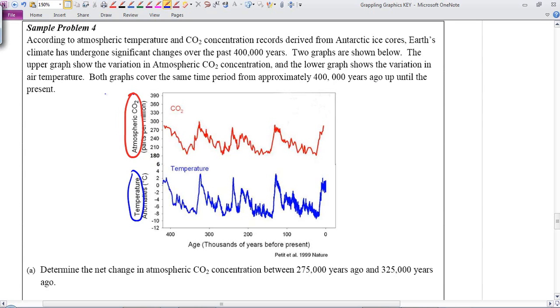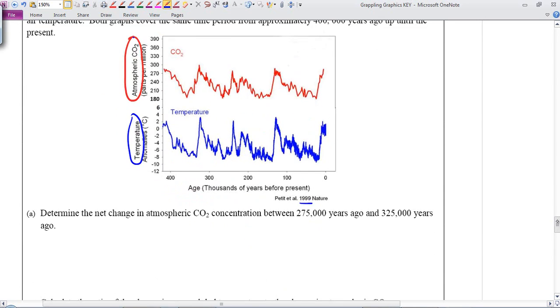So both graphs cover the same time period from approximately 400,000 years ago up to the present. And the present was defined right there in the little copyright as being in 1999. So it's not all that present anymore, huh? But in the scope of 400,000 years, it's still pretty present. All right, so again, we have time on the x-axis. So they want us to determine the net change in atmospheric CO2, that's the red line, between 275,000 years ago and 325,000 years ago. All right, so where would 275,000 be on this graph?